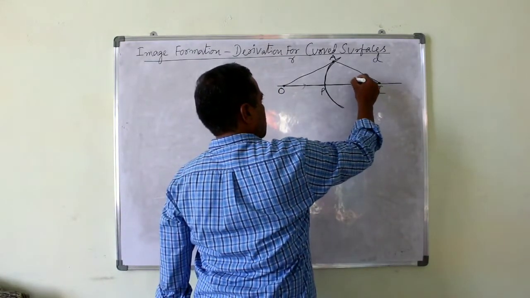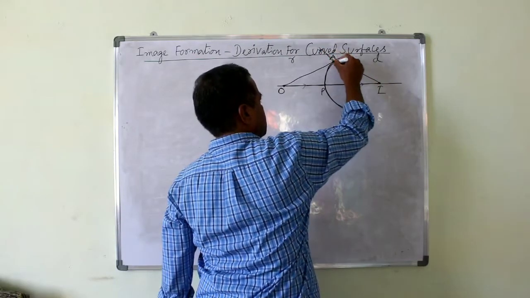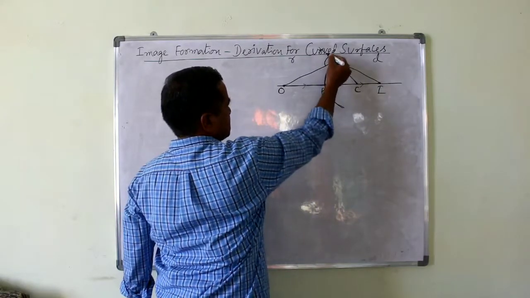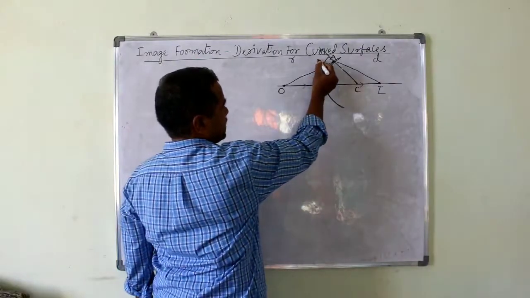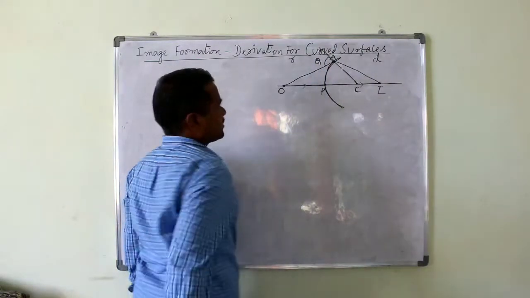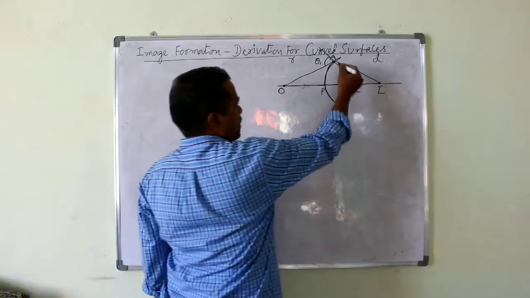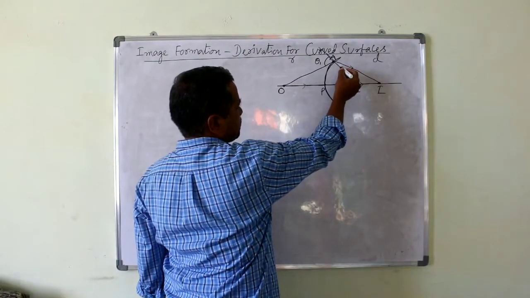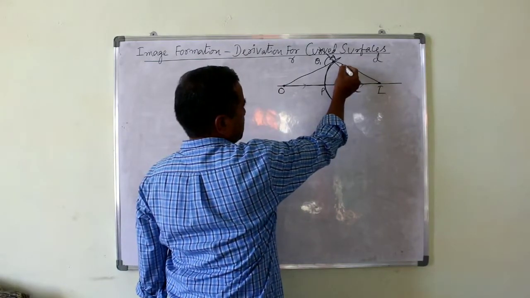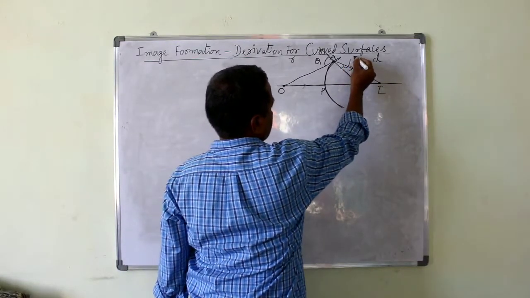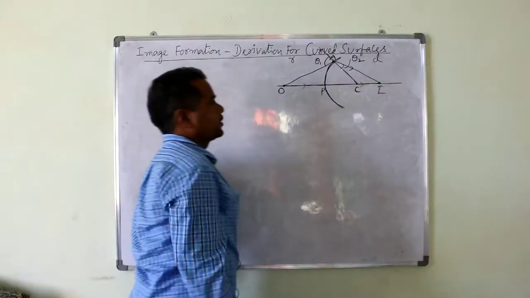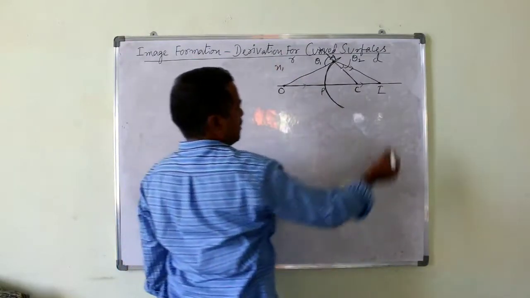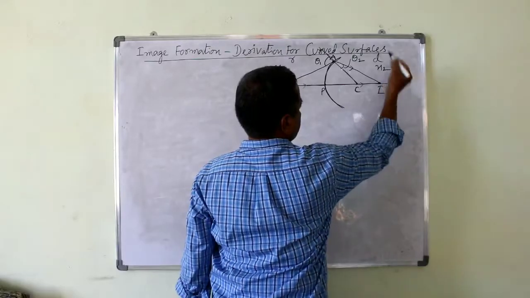If you draw one normal at the point of incidence, one angle is formed. The angle between the incident ray and the normal is the angle of incidence, denoted by theta1. This incident ray is refracted in this direction, and the angle between the normal and the refracted ray is the angle of refraction, denoted by theta2. The refractive index of the first medium is N1 and the refractive index of the denser medium is N2.